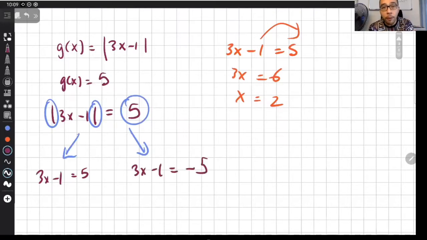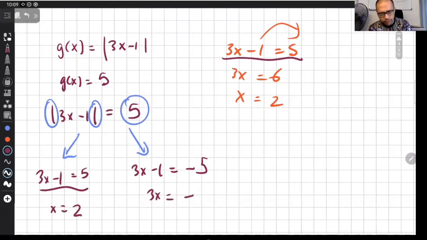This is a very common Paper 1 question. It is a very basic question, just testing whether you remember the rules of the modulus. So when you do this, you get the same situation as before. This one I will just do, x equals 2. And this one will be 3x equals negative 4, and then you get x equals negative 4 over 3.